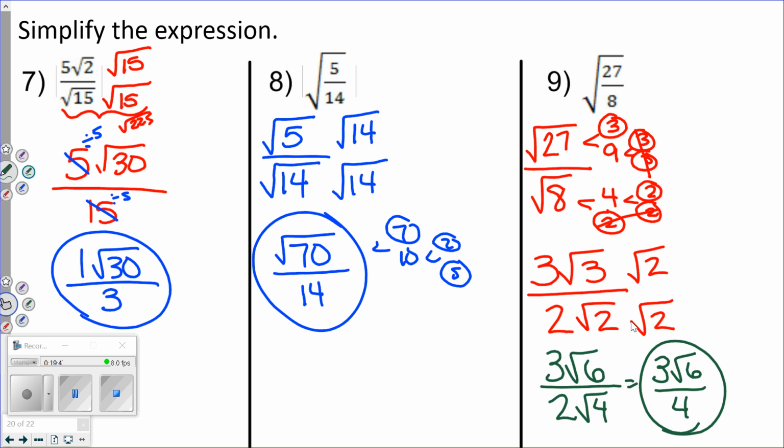Okay, so when you're rationalizing the denominator, and there's an outside number, that's fine. But you're only going to multiply top and bottom by whatever that radical is, not the number out here as well. Okay? How are we feeling?